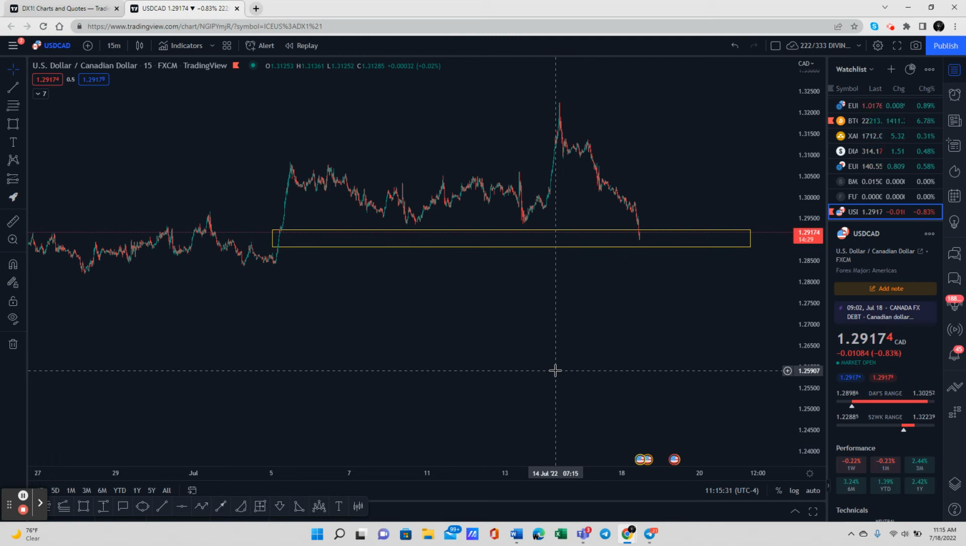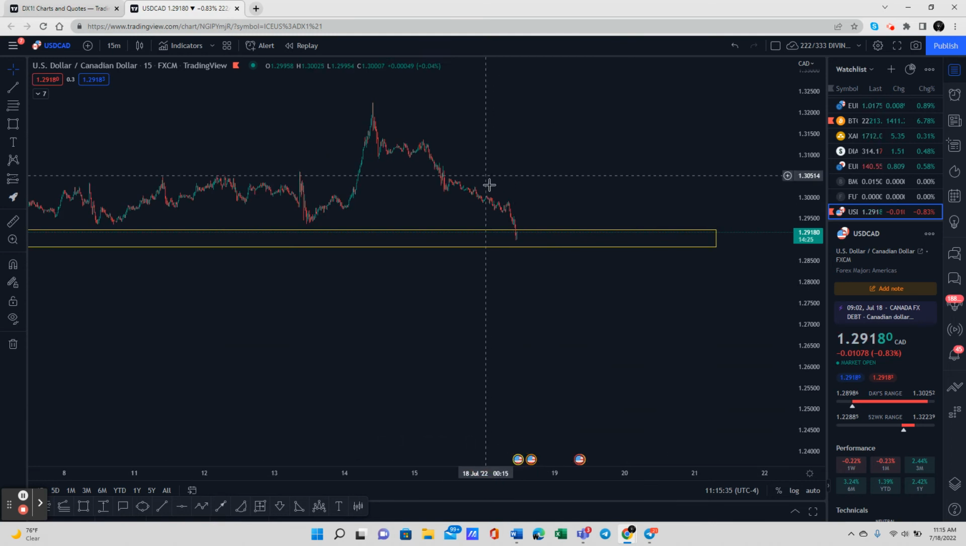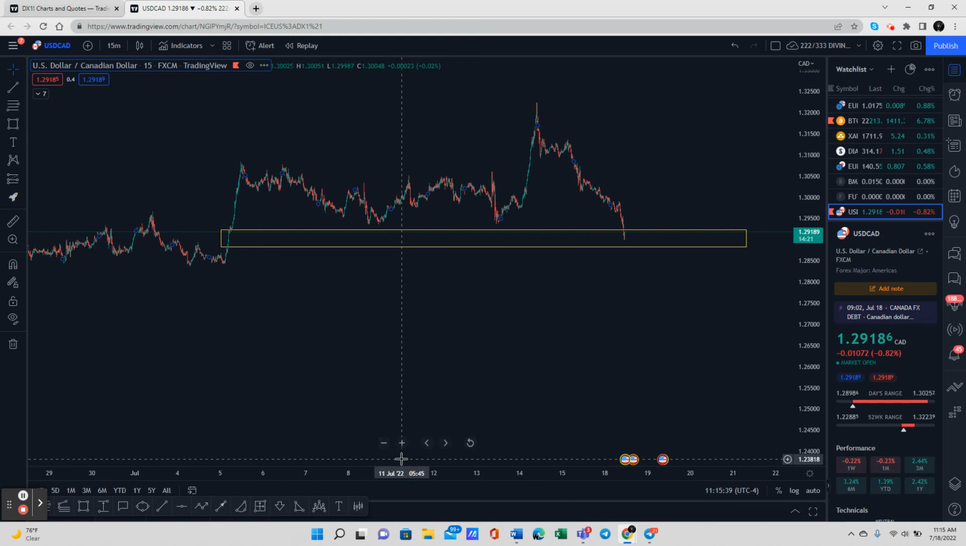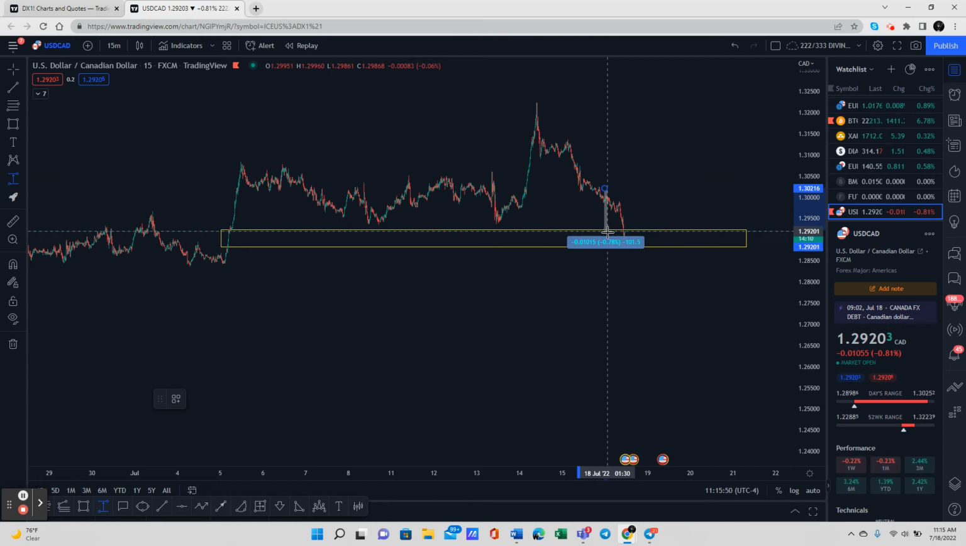But I had every intention to look for a setup to get back in, and this setup actually hit the target that I had down here. I'm just going to go over this play. I got out of my trade on Friday right here. If I would have left it in or re-entered, that would be 120 pips. So that was a great drop.